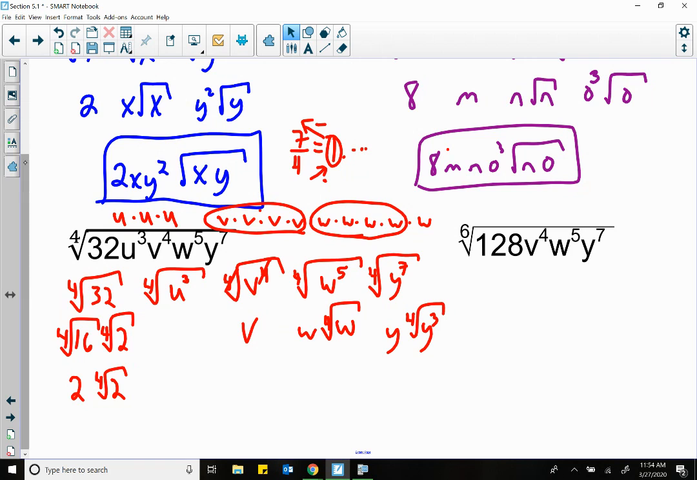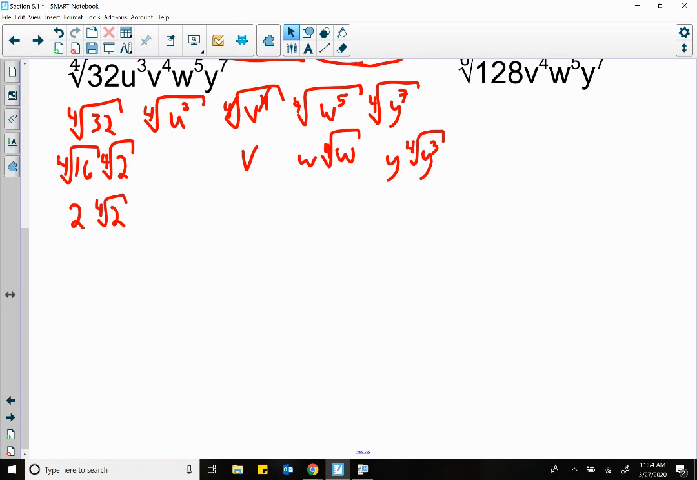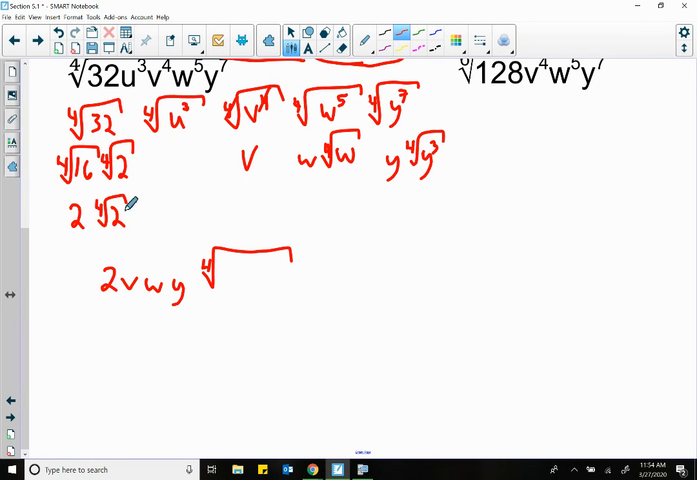And now all we do is we just put it all together. So anybody that escaped goes in front. So 2 v w y. And then we put up our jail, which is the 4th root. What do we have left inside? We have a 2. We have a u cubed. No v's. We have a w. And we have a y to the 3rd. And there it is. That's it.